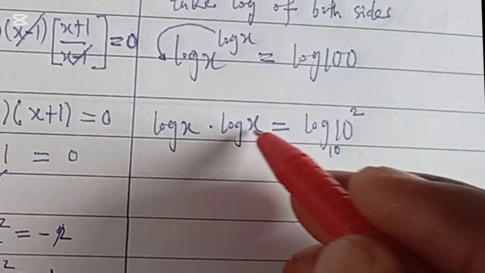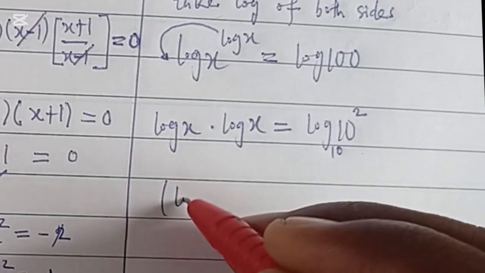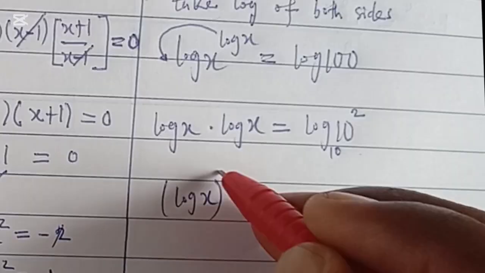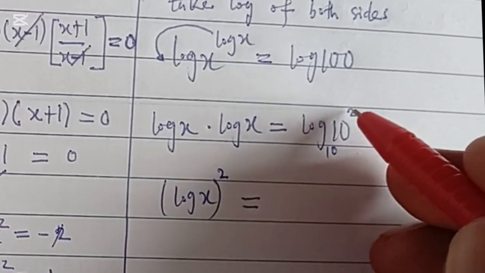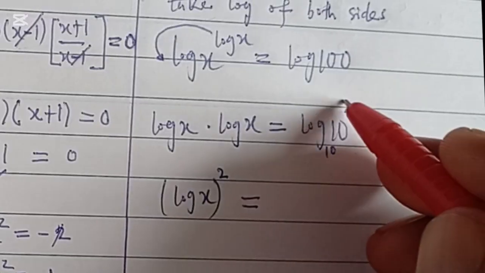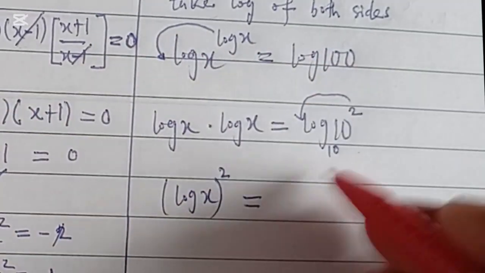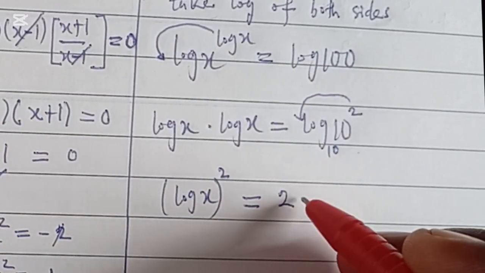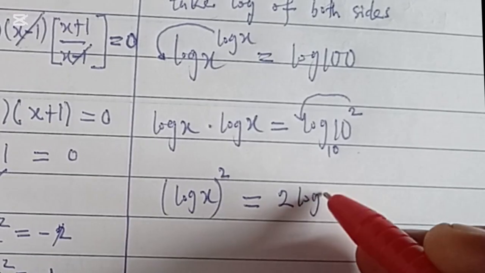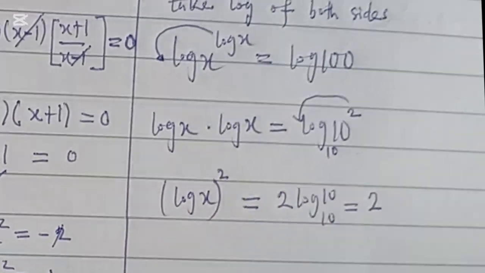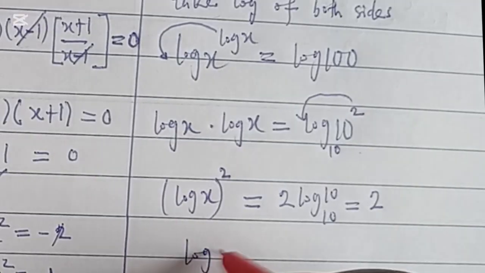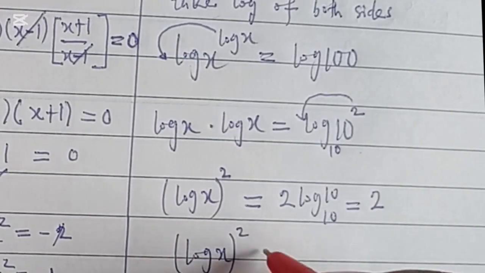Log x plus log x, elementary mathematics, tells us this becomes log x to the power of 2. And what happens here? We can move the 2 by the law of logarithm, the same thing we applied here. This becomes 2 log 10 base 10, which is 1. So 2 times 1 gives us 2. So we can see that log x to the power of 2 gives us 2.